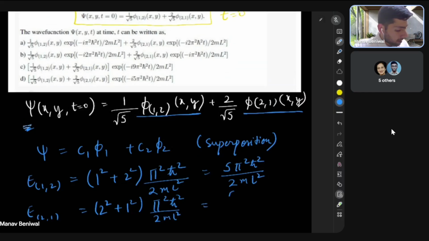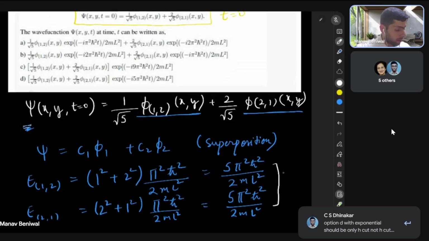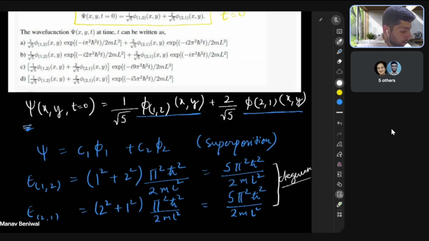So energy in both the cases is actually the same, and we have just solved a few problems where we were talking about degeneracy. So this is a degenerate state. Yeah, D is the correct answer. Both these states, phi 1 2 and phi 2 1, have the same energy, and this is a degenerate state.